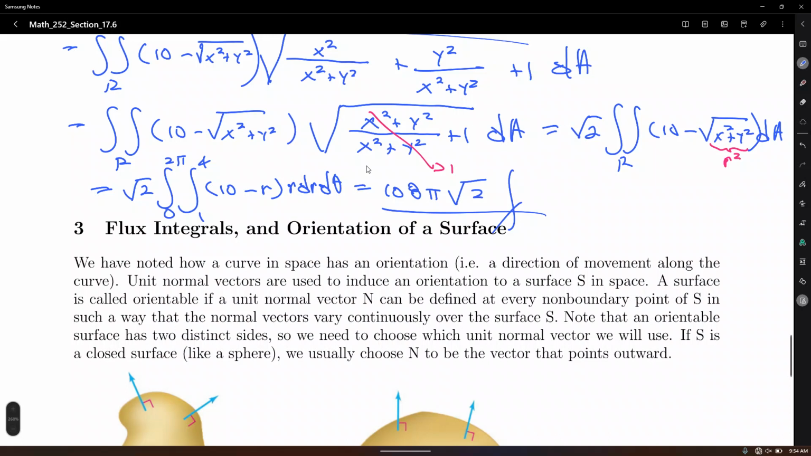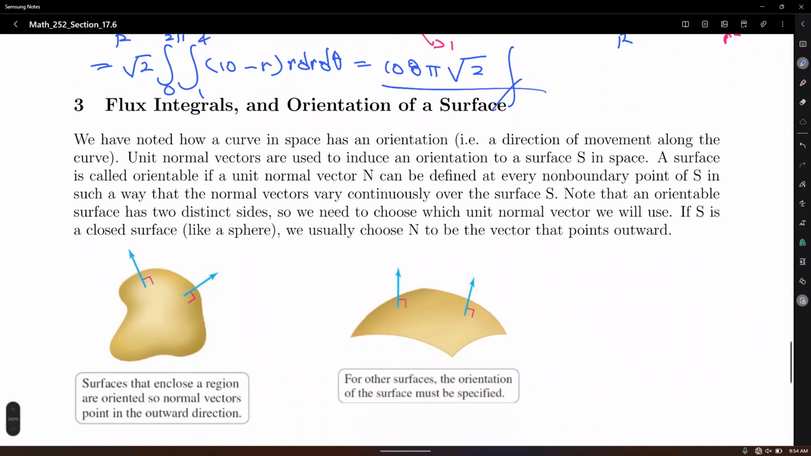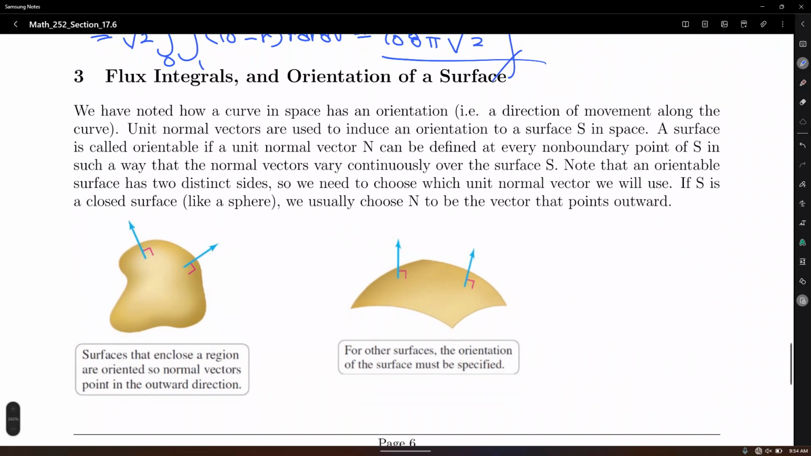Flux integrals and orientation of a surface. Oh, okay. Here's something new, right? Remember how we described these vector valued functions? These vector valued functions describe the trajectory of a particle. That particle can be anything: a car, an airplane, a rocket, or for real, a particle, an electron, a proton, you name it. But the thing here is, those vector valued functions have a sense of direction, right? Either they go in this direction or backwards.